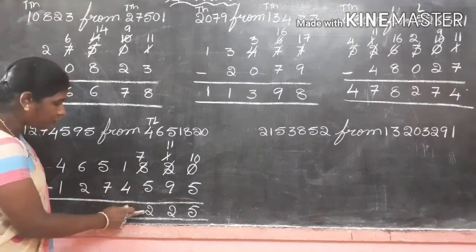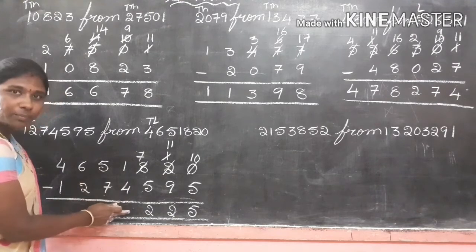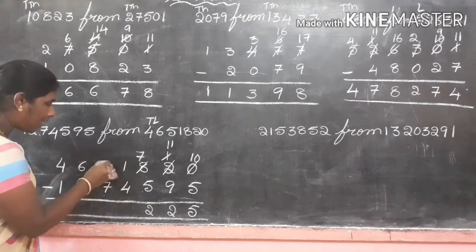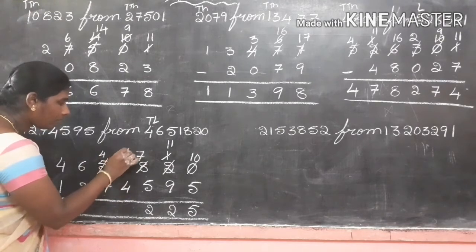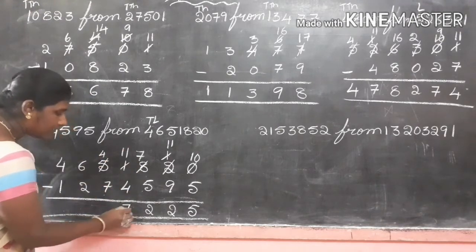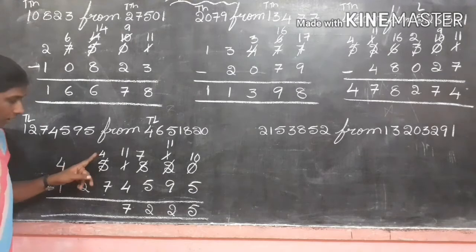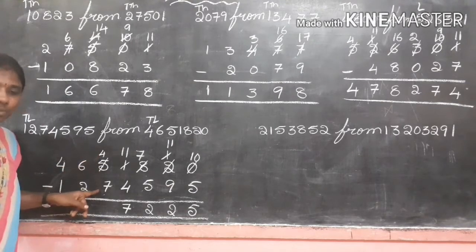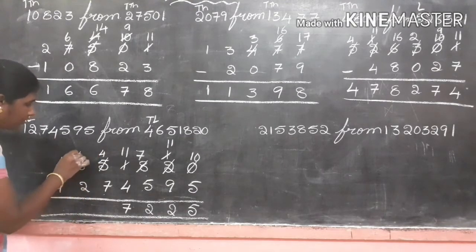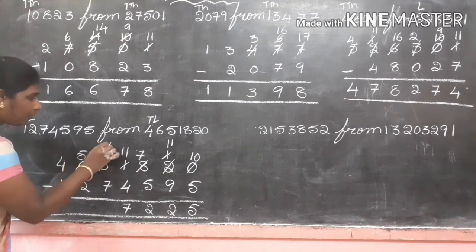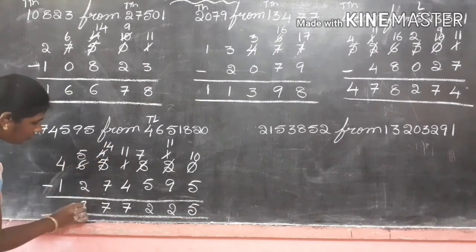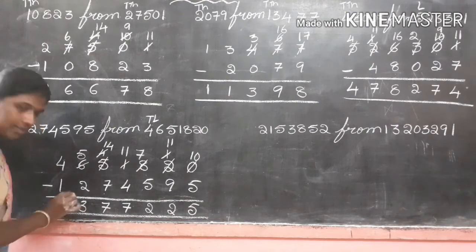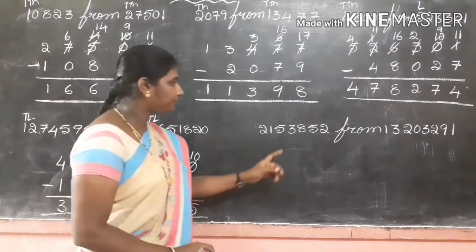Next, here 1 minus 4 possible? No. We have to take borrow. Here it is 4. When we take borrow, 10 plus 1, 11. 11 minus 4, 7. Next here 4. 4 minus 7 possible? No. We have to take borrow. Same. 5. This 4 becomes 14. 14 minus 7, 7. 5 minus 2, 3. 4 minus 1, 3. Next one.